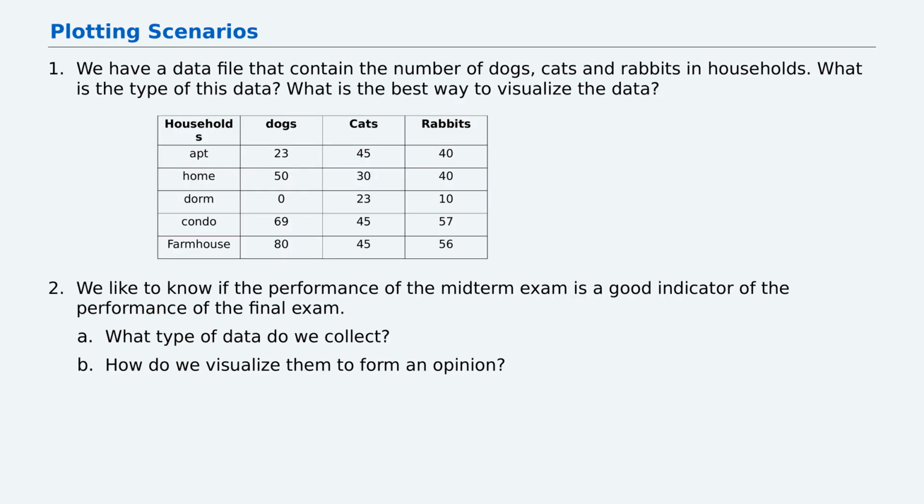Household labels are nominal categories, while dogs, cats, and rabbits are quantitative counts, ratio scale. To compare species across household types, use a grouped bar chart. Side-by-side bars per household. Use stacked bars if you want each household's total pets. For midterm versus final, collect paired numeric scores and plot a scatter plot with a fitted line and compute the correlation or regression to assess how well midterm predicts final.